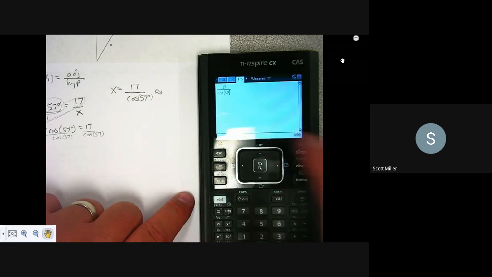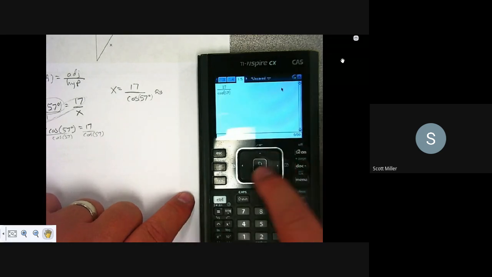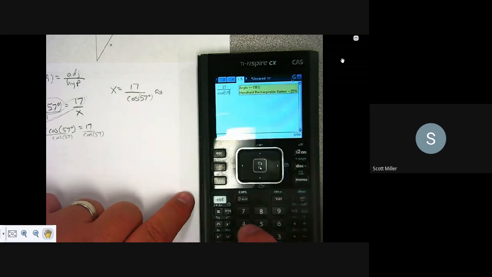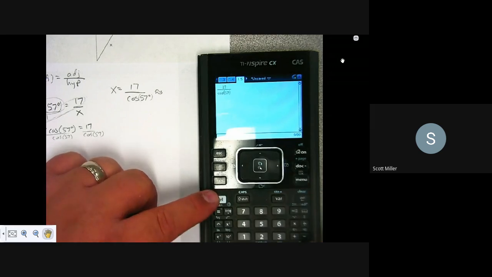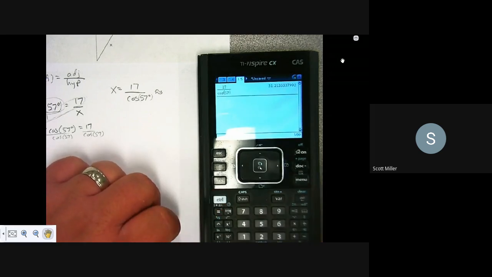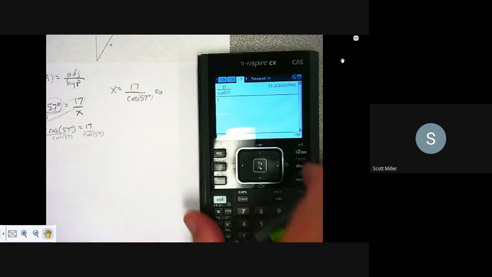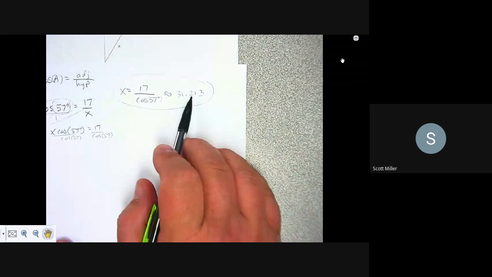And now I'm back in here. And now you'll see it over here. If I hover over it, now I'm in degrees. So when I hit enter now, it's going to give me this answer, and it's going to read it as the cosine of 57 degrees. I want to have a decimal approximation, so remember to hit Control and then Enter. And there's my decimal representation, rounded to 3 decimal places. So in this case, it is 31.213.